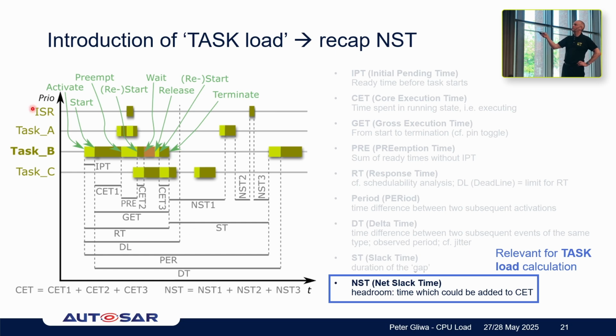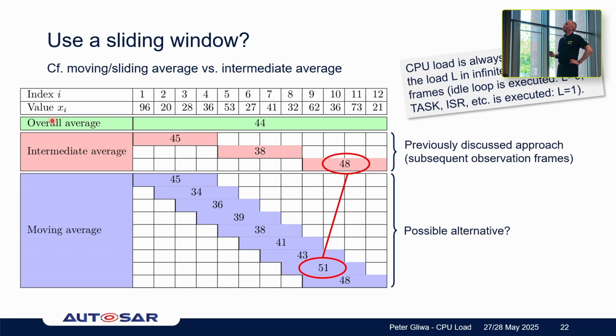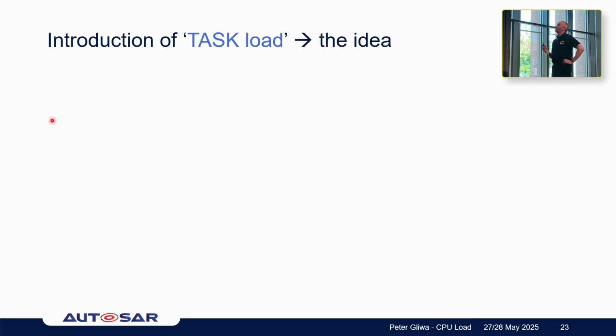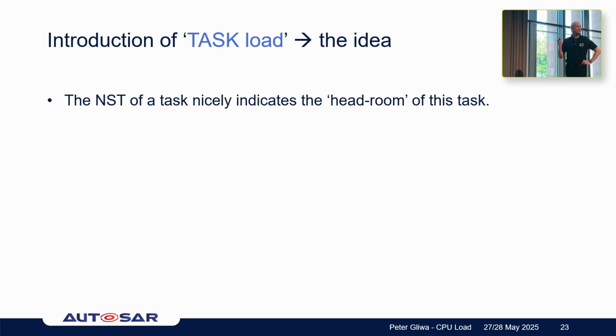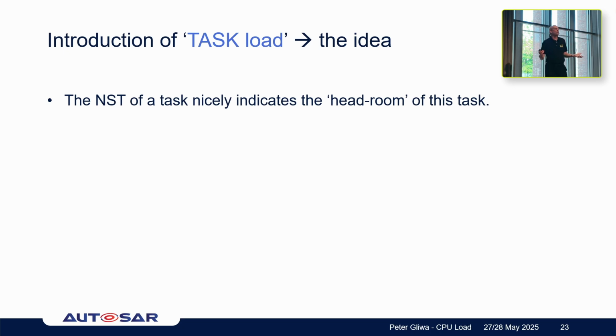So in this diagram, it shows the net slack time for task B, but we could do the same now for task C, for task A, and so forth. So each task comes with a net slack time. Right. And now the idea. The net slack time, as I said, is a nice indicator for headroom of this task. So if there's no more headroom, if the net slack time equals 0, then the task is overloaded, you could say, right?